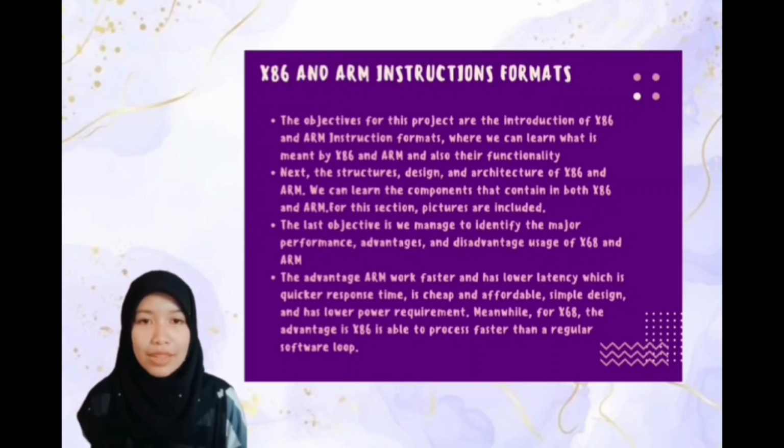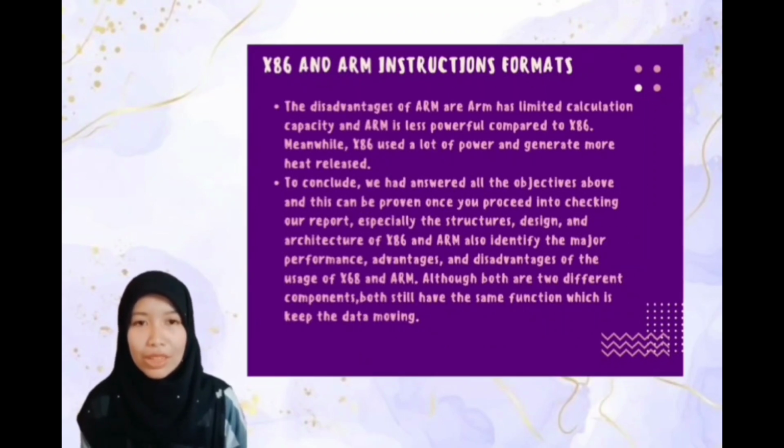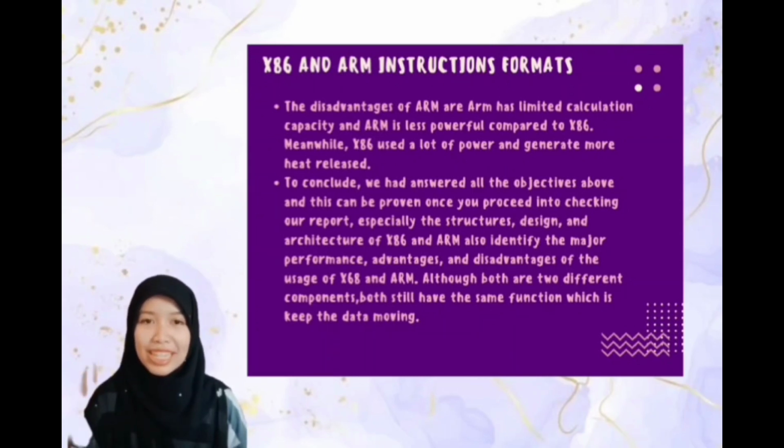Meanwhile, X86 is much bigger than ARM. That's why X86 is known as Complex Instruction Set Computing, or its short form CISC. Even though this big X86 can process much faster compared to ARM, it has some disadvantages. One example is that X86 releases more heat to the environment during the data flow. Done with the explanation, now we will proceed to a detailed explanation about the ARM and X86 instruction format.